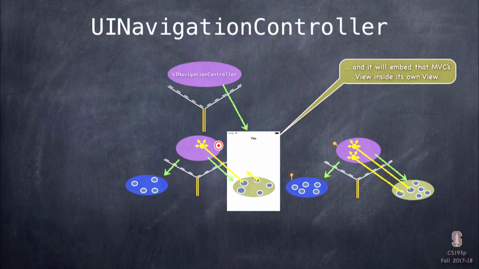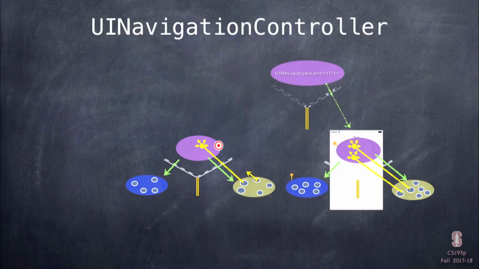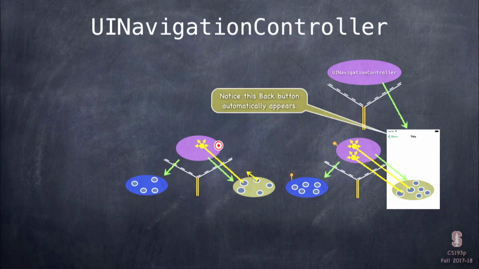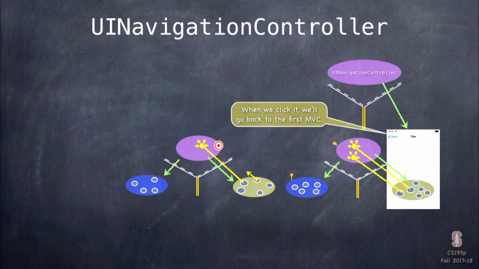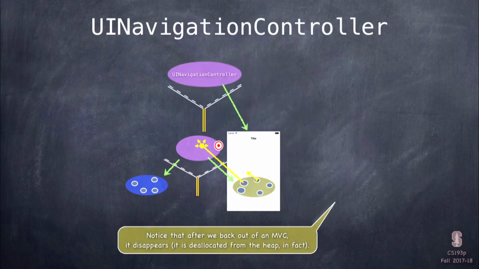Okay? And then if you interact with some button or something that's in that MVC's view, it can move to this other MVC, push it on the stack. Now the other MVC is still there, it's just kind of behind the scenes because it's lower on the stack. And a back button will automatically appear, as we saw. When we click this back, we move back to the other one, and notice that the MVC that we had originally added on there is gone.